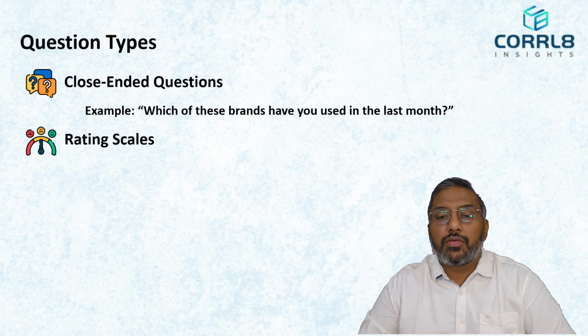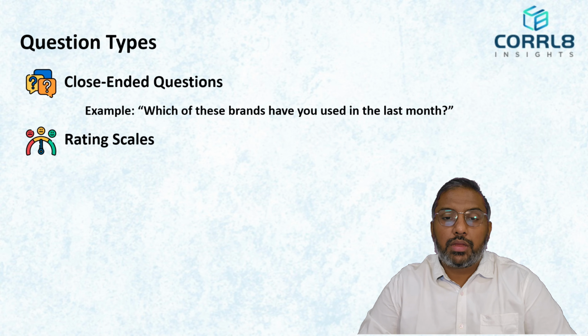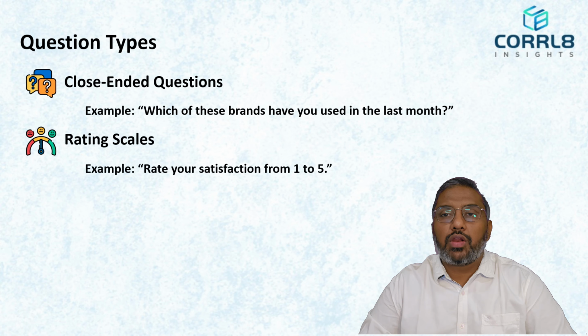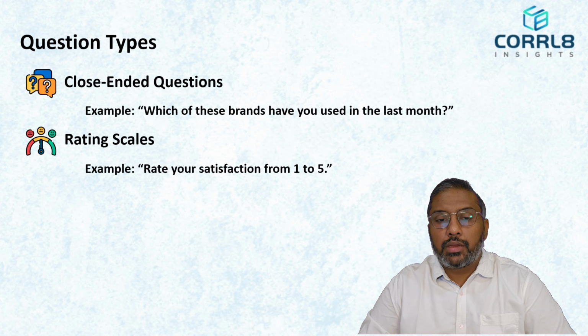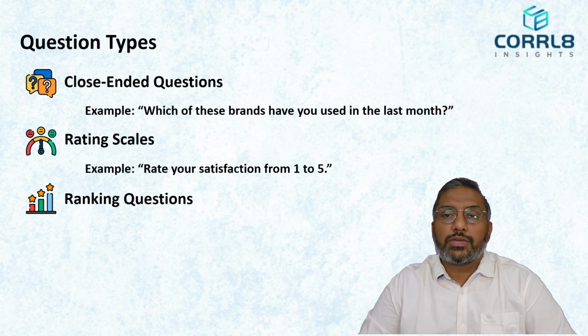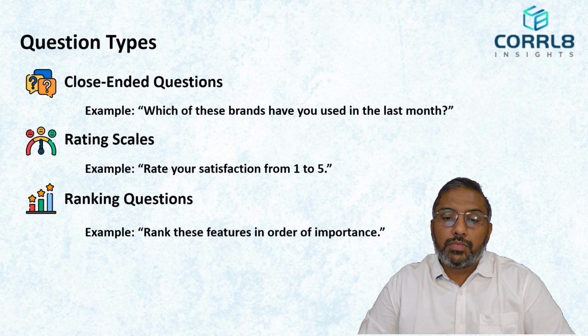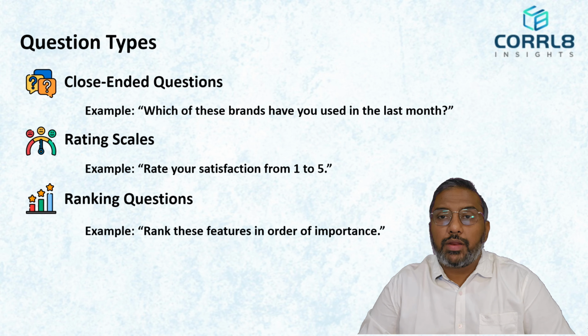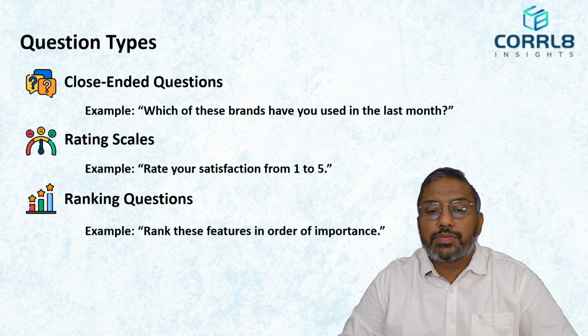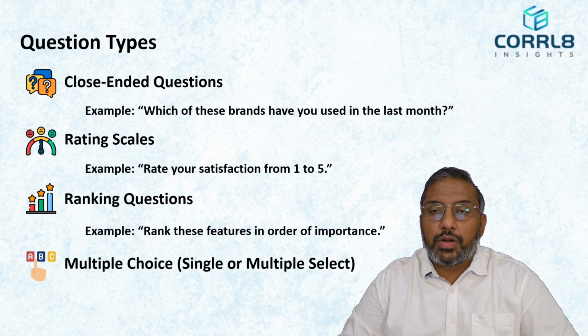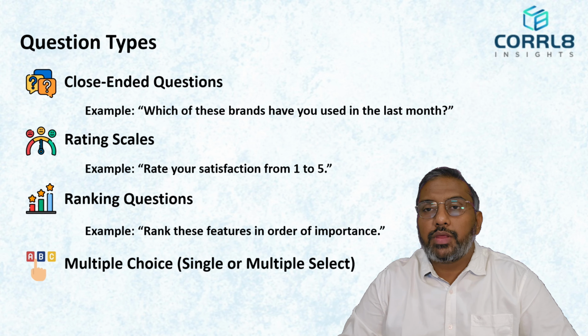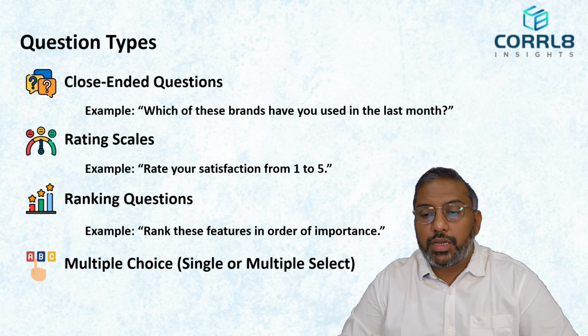Then you have rating scale questions which measure opinions on a scale. For example, rate your satisfaction on a scale of 1 to 5. Then you have ranking questions where respondents provide the order of their preference. For example, rank these features in order of their importance. Then there are multiple choice questions where the respondents can select single or multiple options from the list provided. Avoid long open-ended questions in quant questionnaires as they are hard to code and analyze.